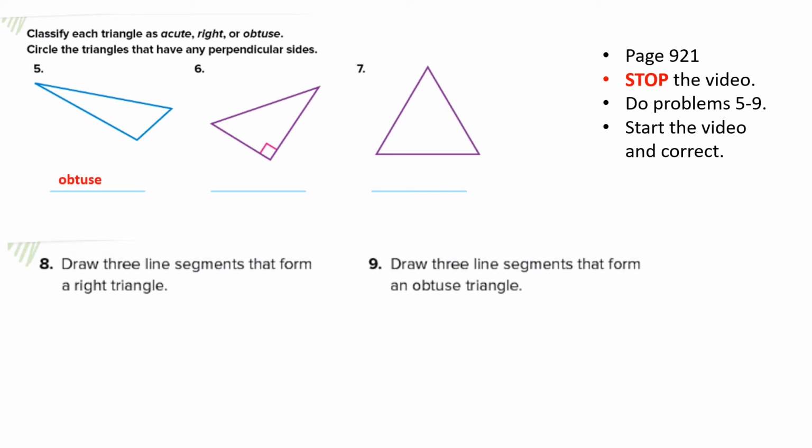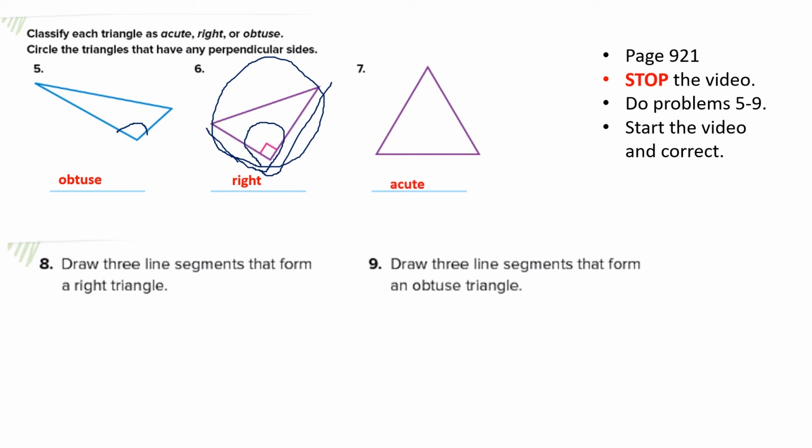Number 5 should be obtuse because of this 1 obtuse angle. Number 6 should be right because of the right angle. And it also should be circled because it has 2 perpendicular lines that form that right angle. And then number 7, I see all acute angles, so it has to be an acute triangle.